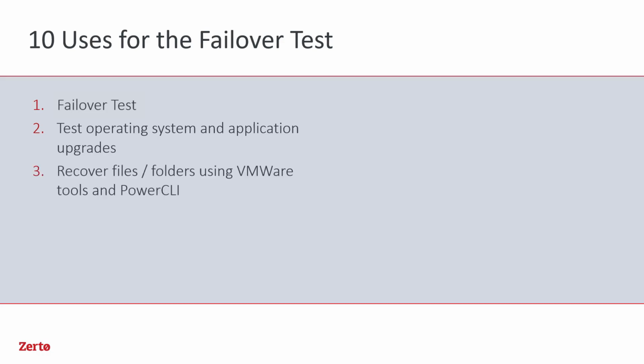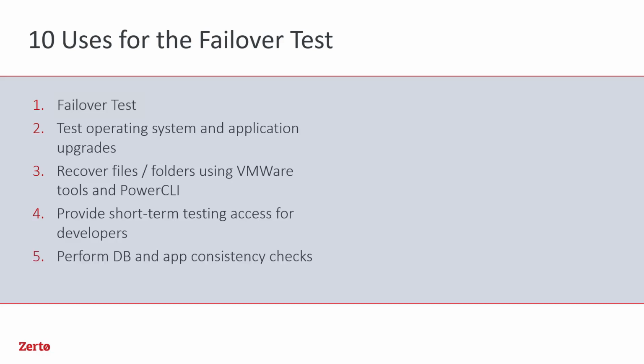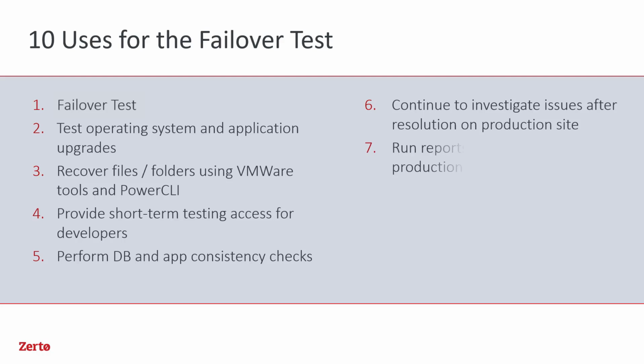Recover files and folders using VMware tools and Power CLI without the need for network access to the testing recovery VM. Give access to a copy of the VM to developers for short-term testing. Perform database and application consistency checks. Continue to investigate issues after they have been resolved on the production site. Run reports on databases without impacting production.